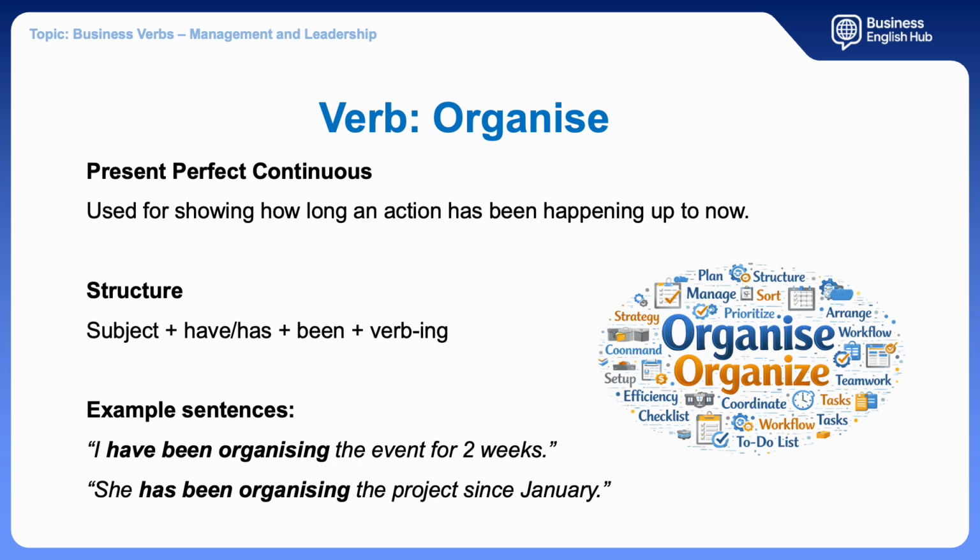The present perfect continuous of the verb organise is used for showing how long an action has been happening up to now. The structure for this is subject plus have or has plus been plus verb with ing. Example sentences include: I have been organising the event for 2 weeks. She has been organising the project since January.